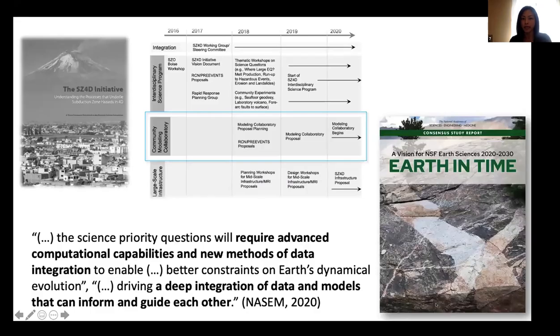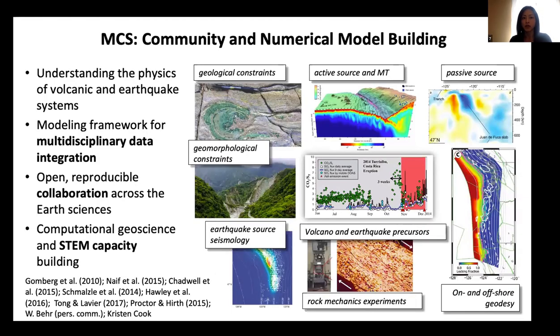So our effort started in 2017 following the Boise workshop. And again, this visionary document produced by the workshop has been also mentioned, but in it, it indicates that a community modeling collaboratory is needed and is a key component of the SZ4D initiative. And more recently, the National Academy's consensus report also indicated that we need advanced computational capabilities and new methods of data integration.